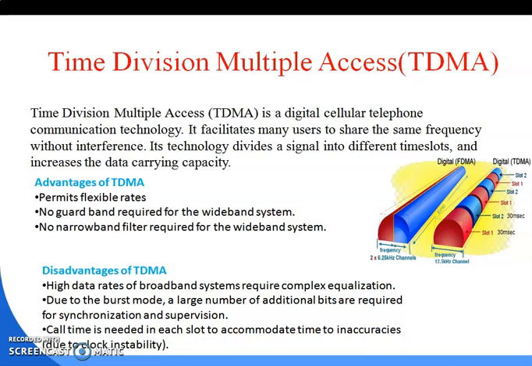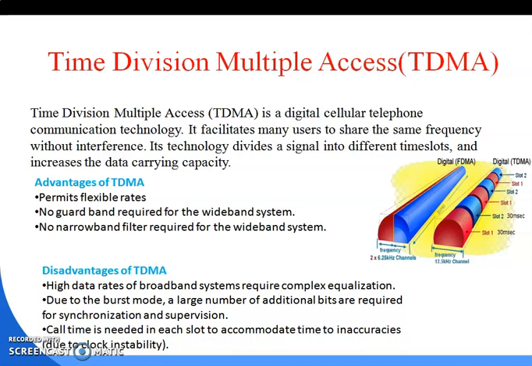So what are the disadvantages? First thing is high data rates of broadband system required for complex equalization. So high data rates are required to process this time division or TDM concept. Due to the burst mode, a large number of additional bits are required for synchronization and supervision. So many data bits are required for the synchronization process and for supervision and control.